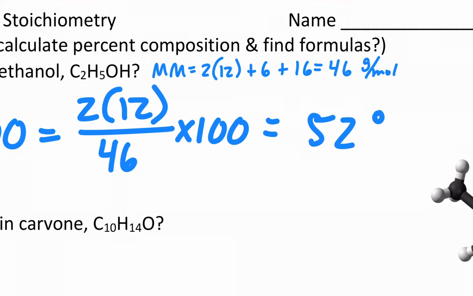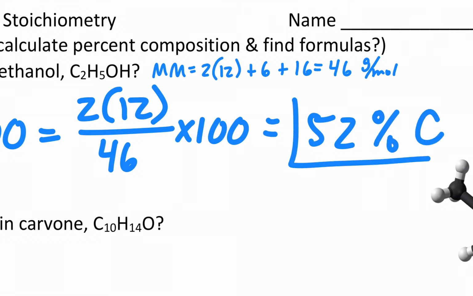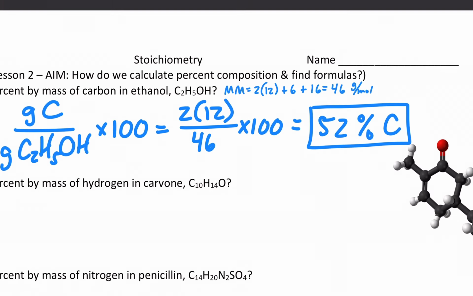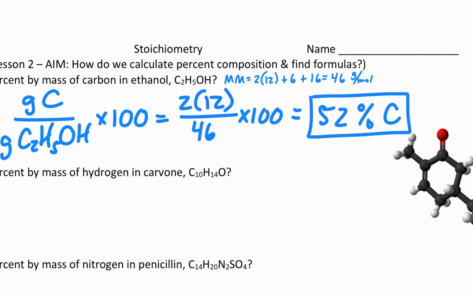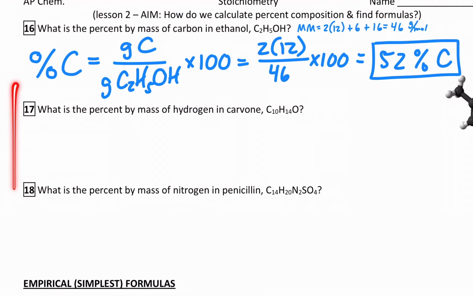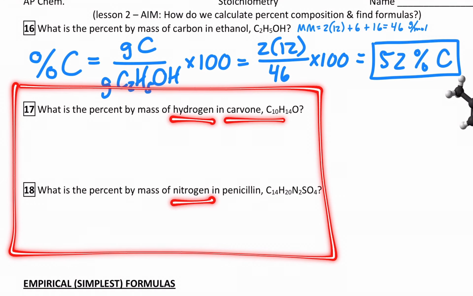I get 52% carbon. How much you round these is a little bit arbitrary because it depends on how precise your atomic masses are, which really just depends on what periodic table you're looking at. So you might see a variety of precisions given, but give something within reason based on the numbers that you're using. So I'd like you to hit pause and try these other two. What's the percent of hydrogen in carvone and nitrogen in penicillin?